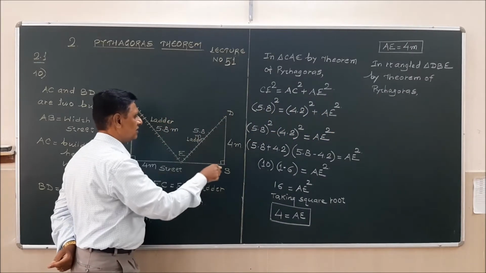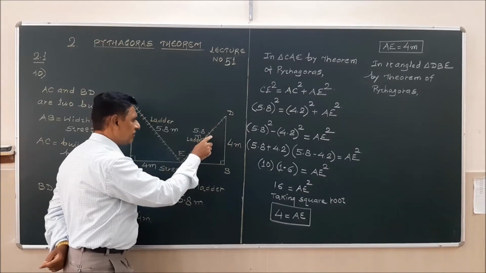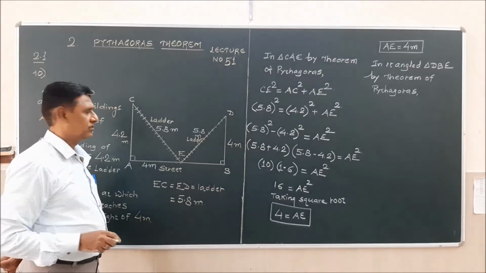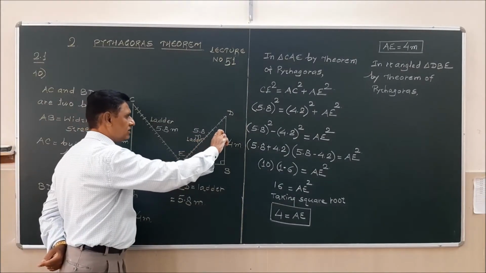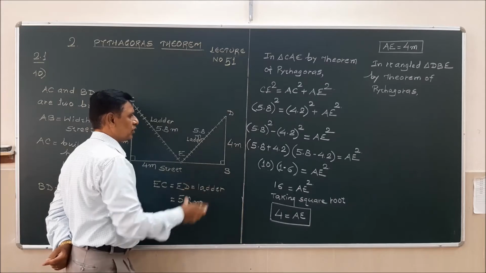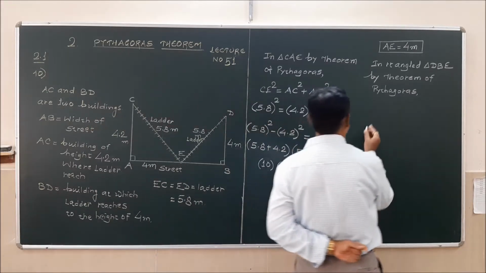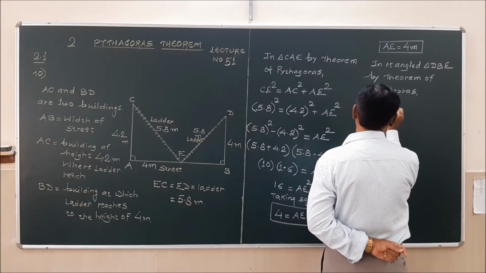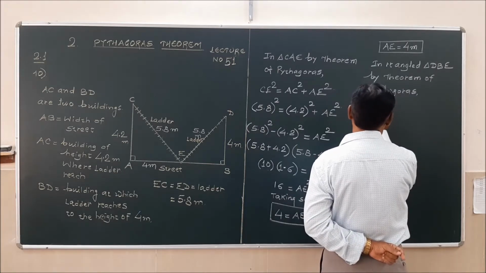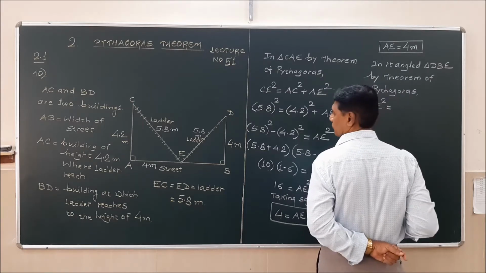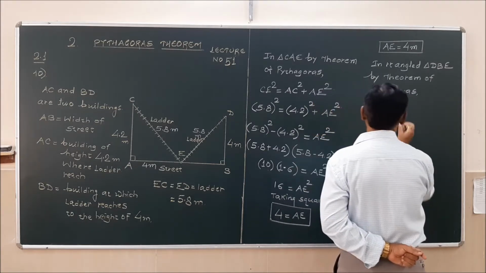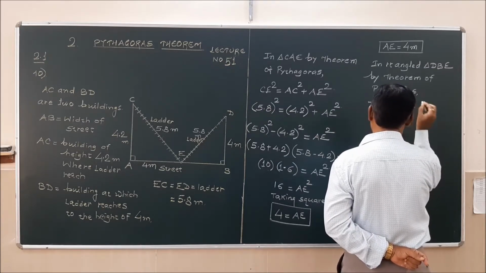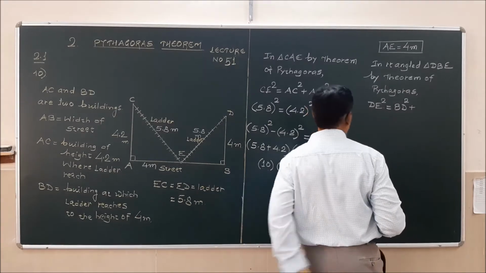This is triangle DBE, in which you will find this DE is the hypotenuse. So DE square is equal to BD square plus BE square.